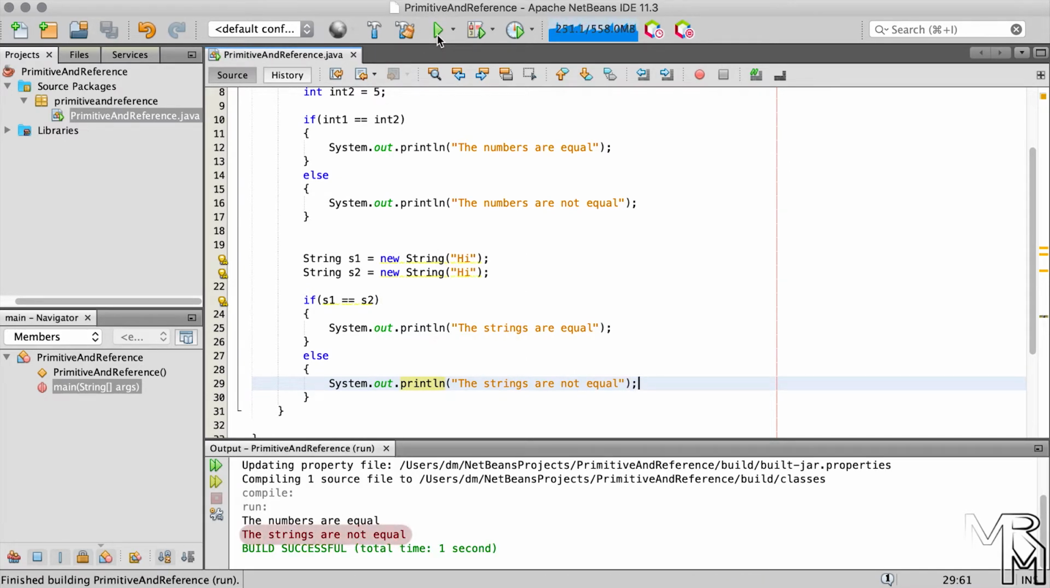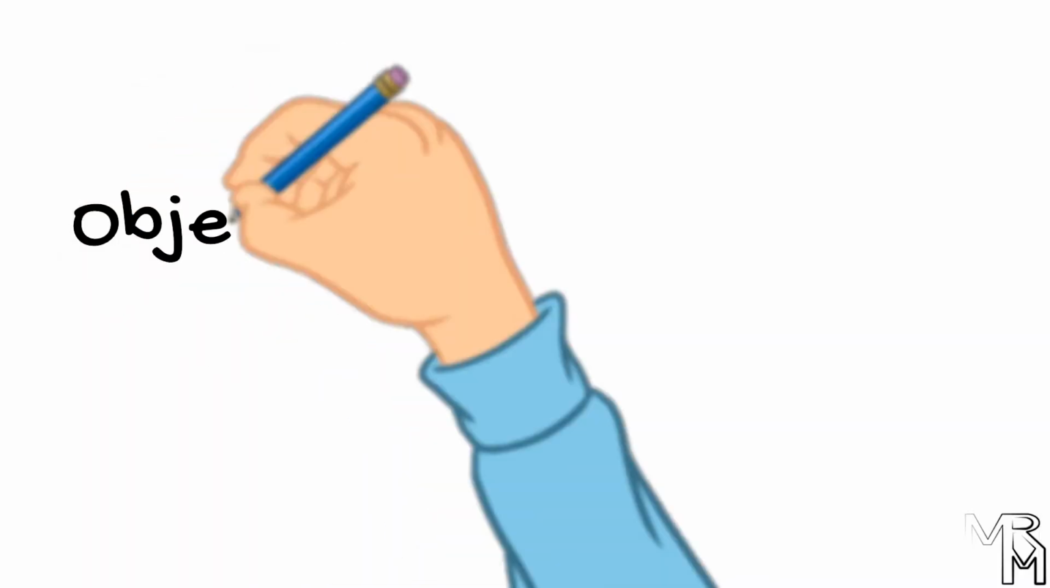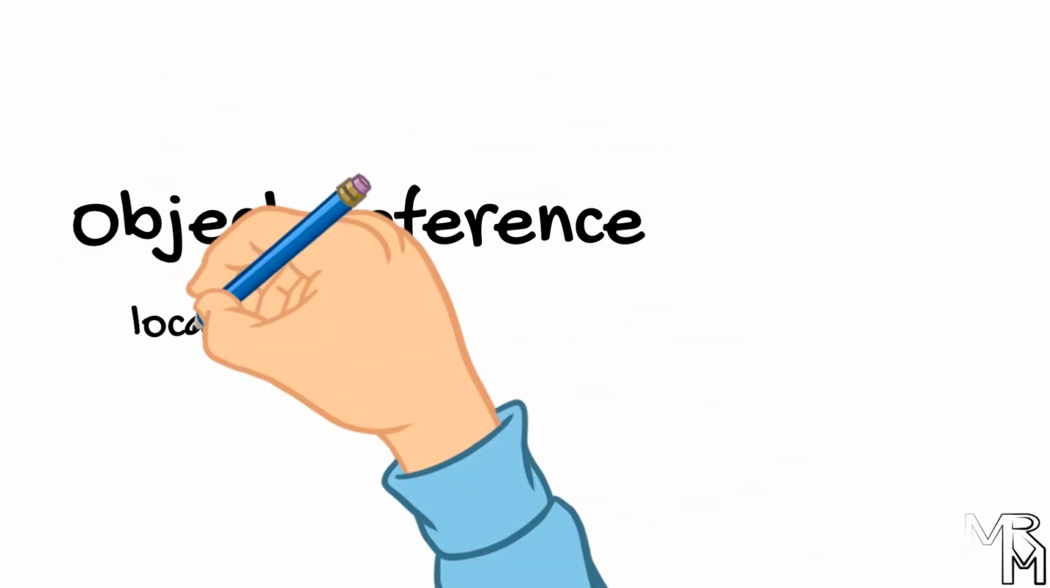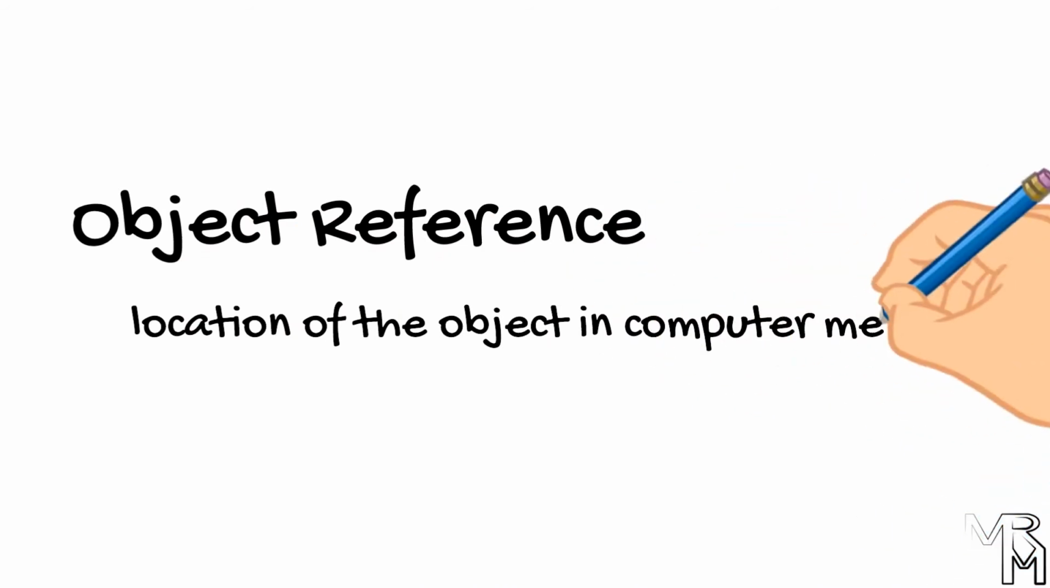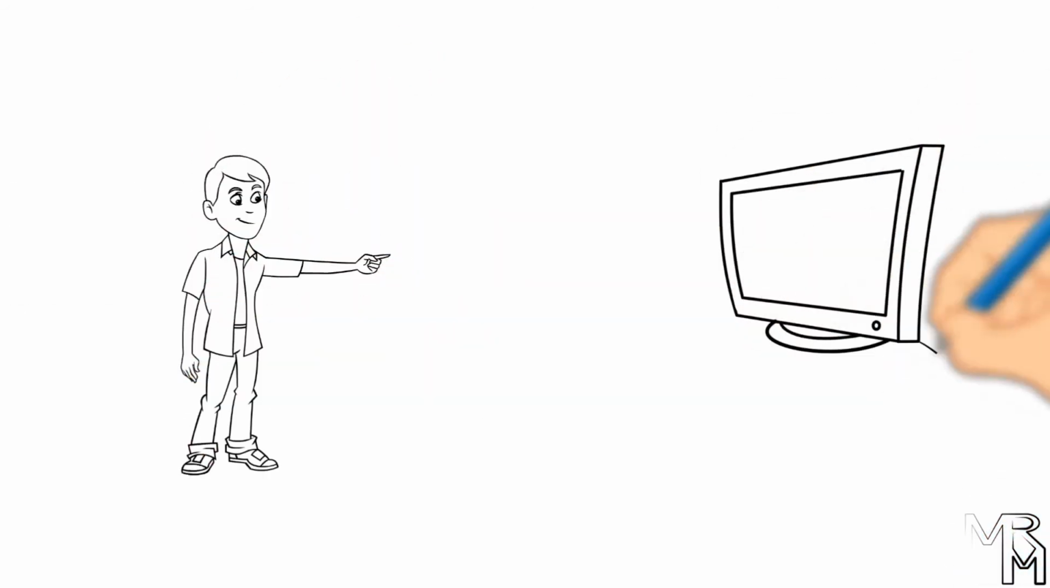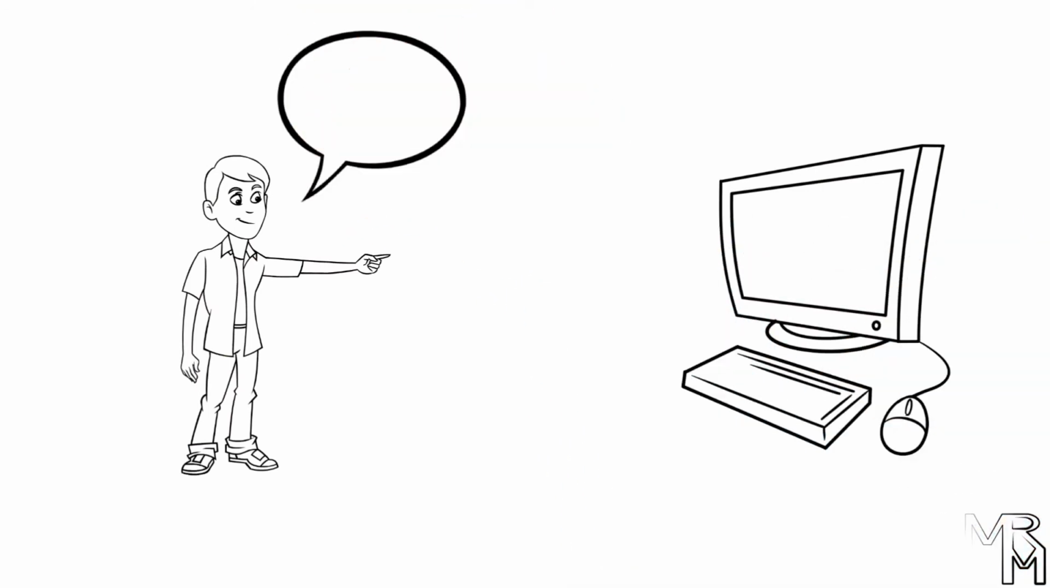Now, if the examples you see on the screen do not look familiar, please refer to the previous video before proceeding with this one. In the previous video, I mentioned that when you use the equality operator to compare reference type variables, what gets compared is the object references that the variables store. First of all, what is an object reference? An object reference is, simply put, the location of the object in computer memory. An object reference is a piece of data that helps the computer locate the object.